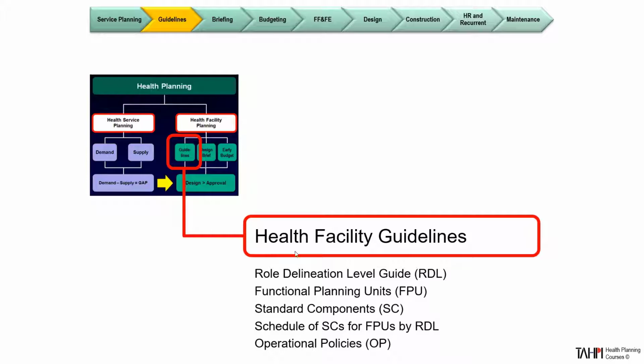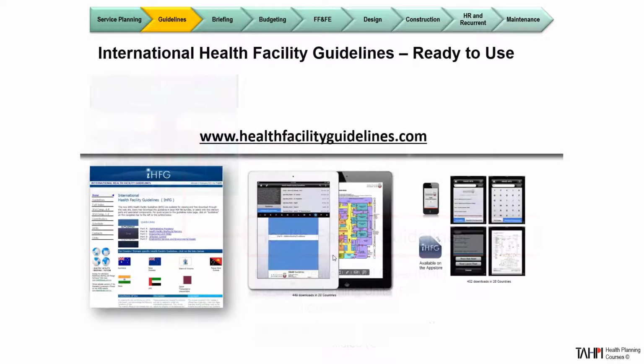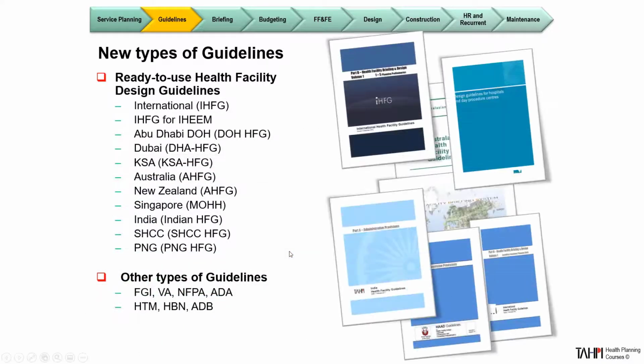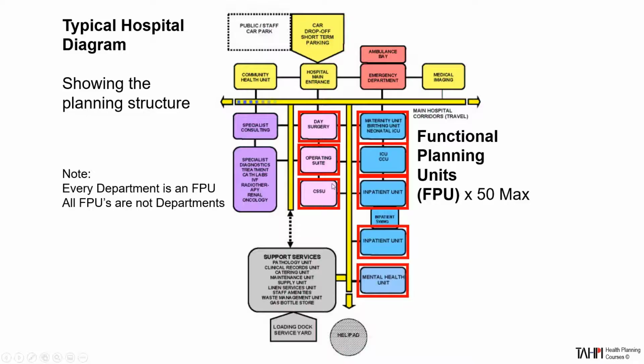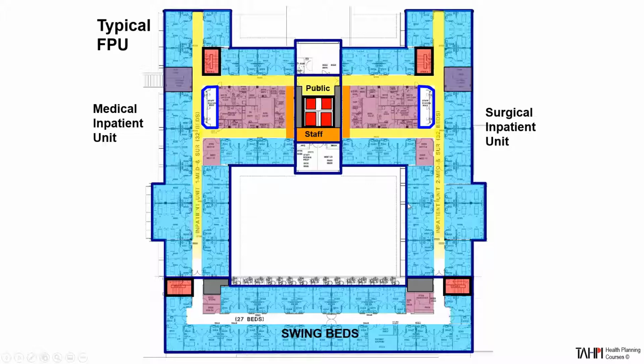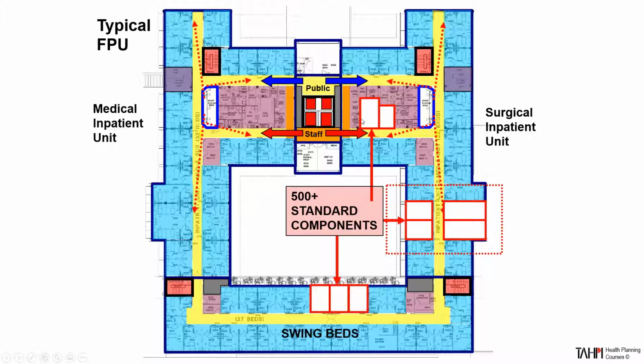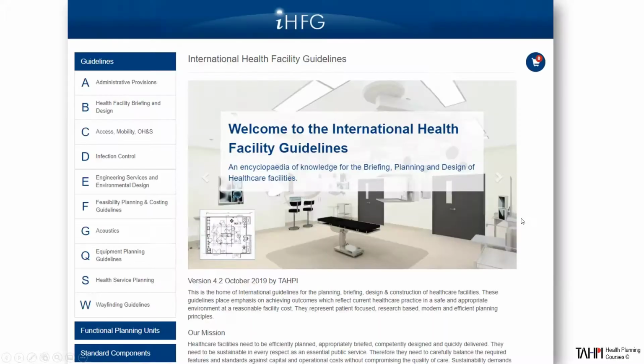In session 1, we also cover the subject of health facility guidelines. We do this through International Health Facility Guidelines at www.healthfacilityguidelines.com. We also touch on a number of international guidelines which are based on the same foundation and structure as IHFG. We look at the definitions that are used in these guidelines. For example, the definition of functional planning units or FPUs, of which there are 50, and also standard components, which are standardized rooms which are further defined within the guidelines.